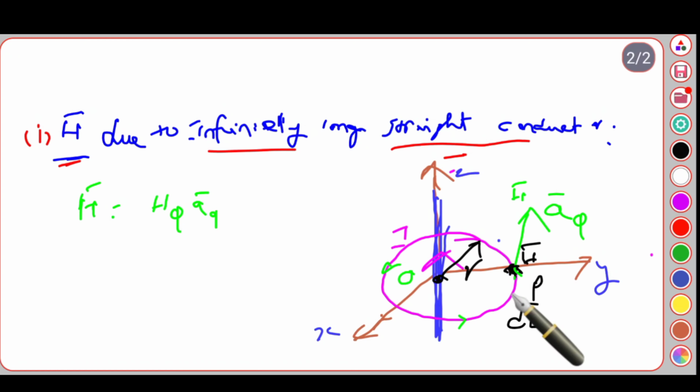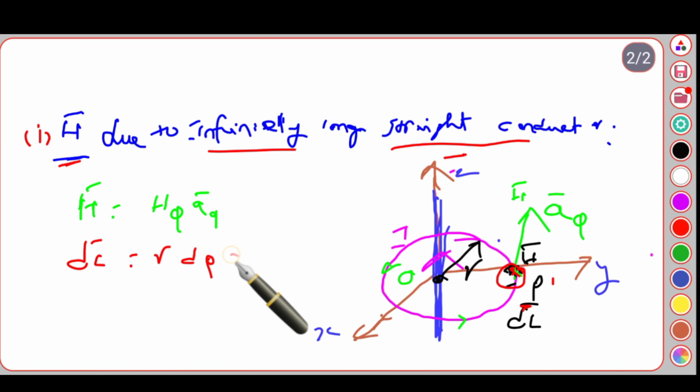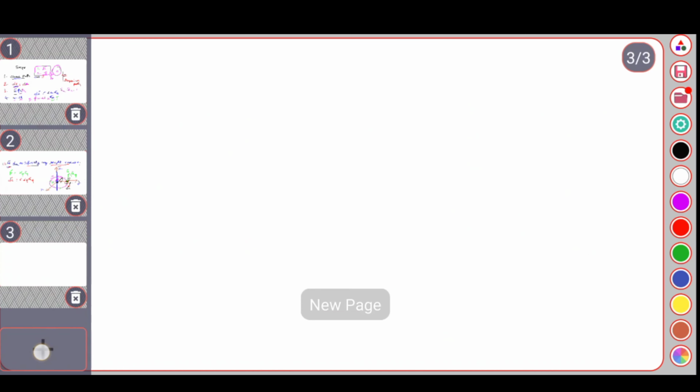Second step, we consider a differential length dl. Assume that a differential length of the closed path is dl at point P. Then dl in the cylindrical coordinate system is dl equal to r d phi a phi. That is dl. Now we find H dot dl. To find H dot dl, let us see.